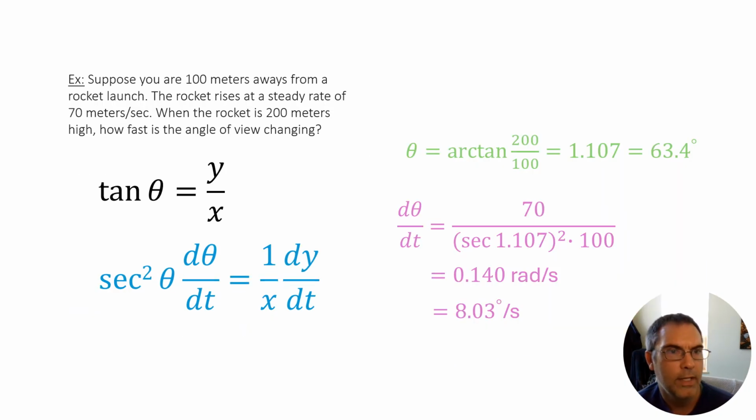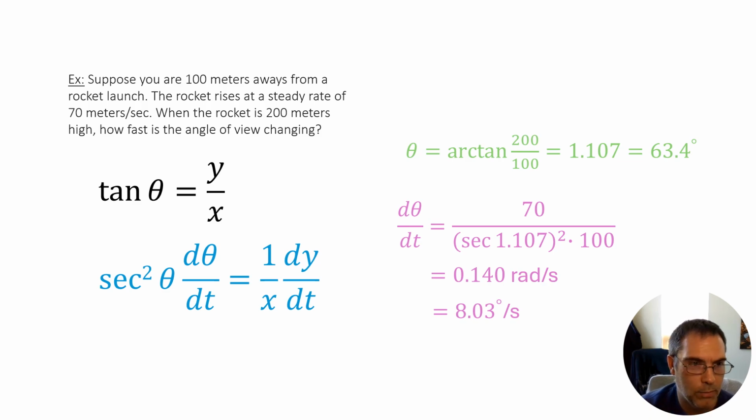All right, so let's look at the example as written here. Suppose you're 100 meters away from a rocket launch. The rocket rises at a steady rate of 70 meters per second. When the rocket is 200 meters high, how fast is the angle of view changing?